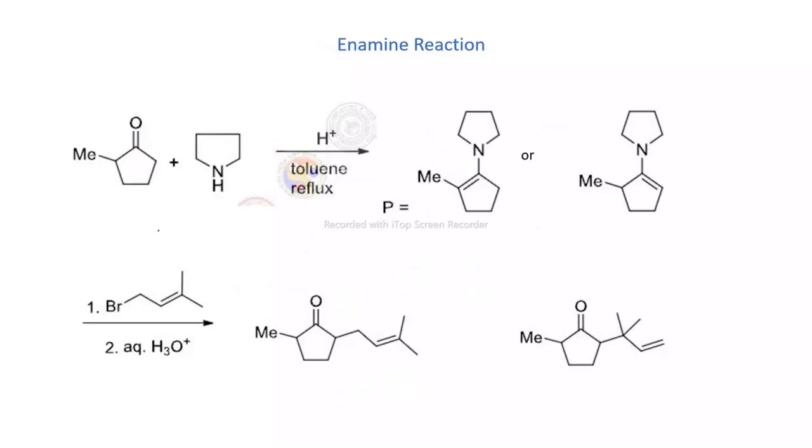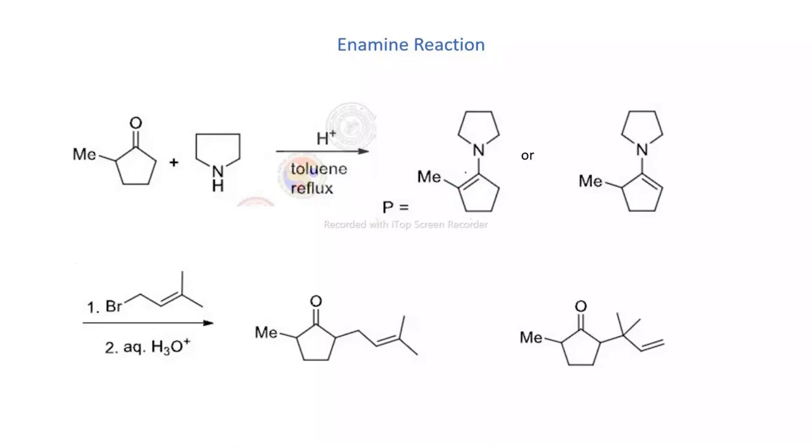So in our question, our ketone is not symmetrical. There is one methyl group on this side. So when it reacts with this secondary amine in the presence of acid, there are two possibilities. It can form the double bond this side, the more substituted side, or on the less substituted side. So we have to find out which option is correct.